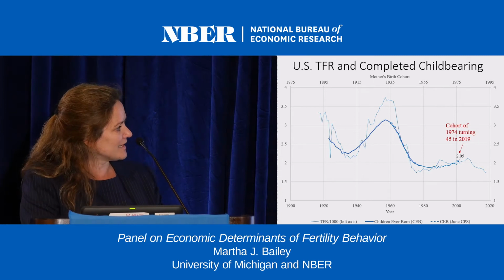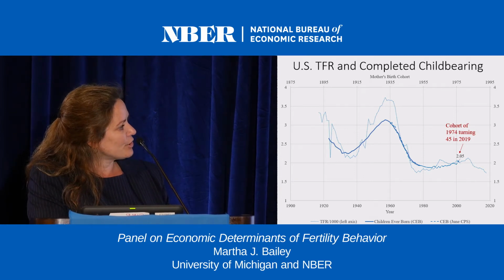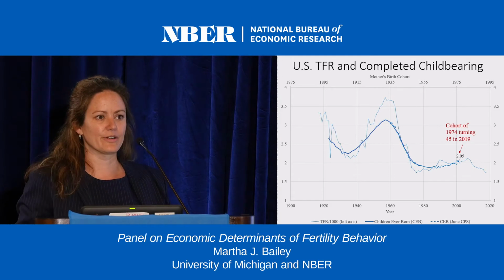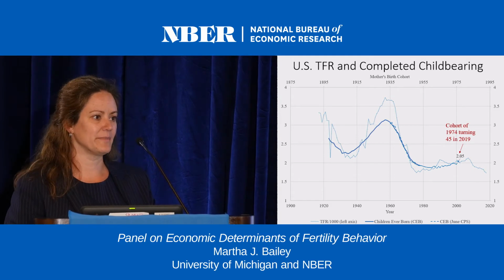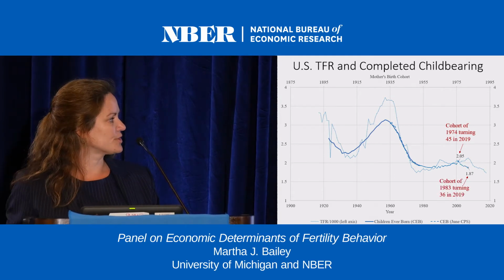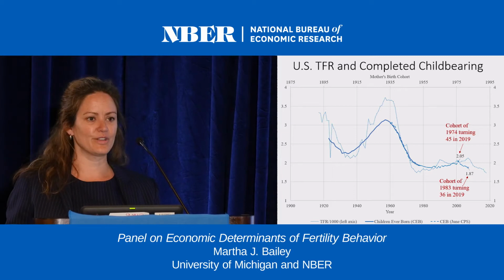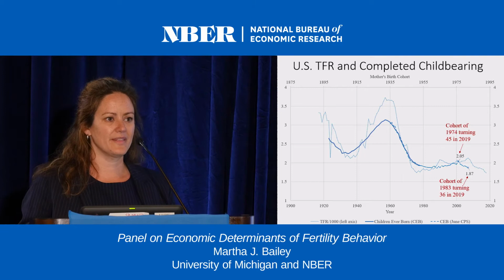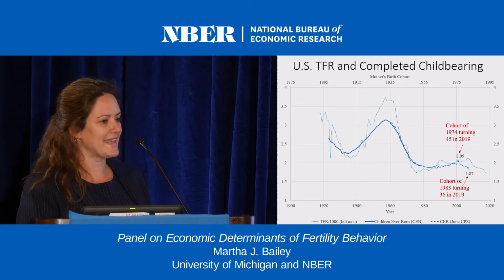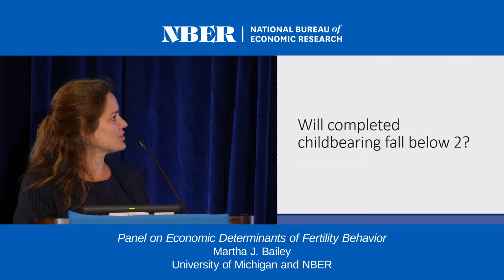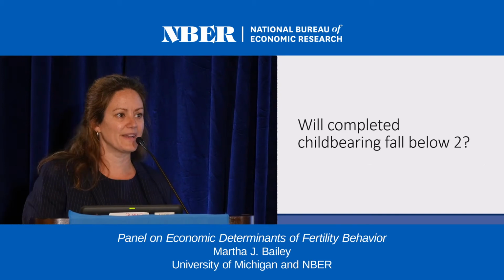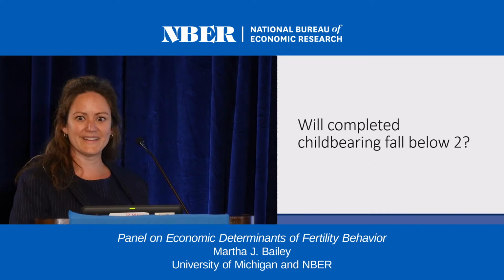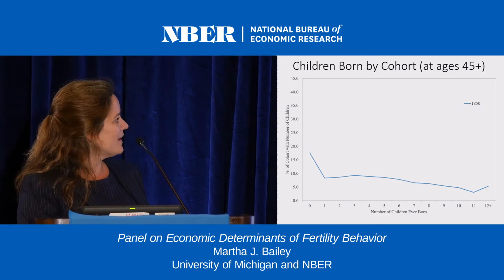Now, the question is, as we've seen the total fertility rate decline out here, how do we expect completed childbearing to change? So for the cohort of 1983, so they're turning 36 in 2019, their completed childbearing is a little bit lower, and that's really what I want to spend some time talking about. So will completed childbearing fall below 2 in the near future, in the long term?